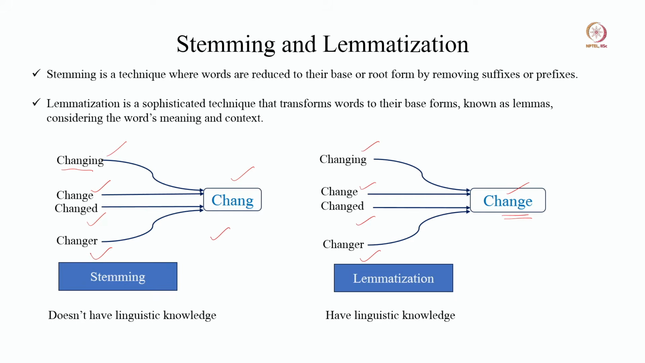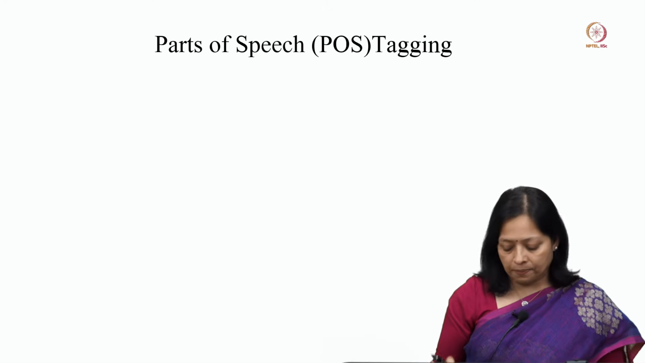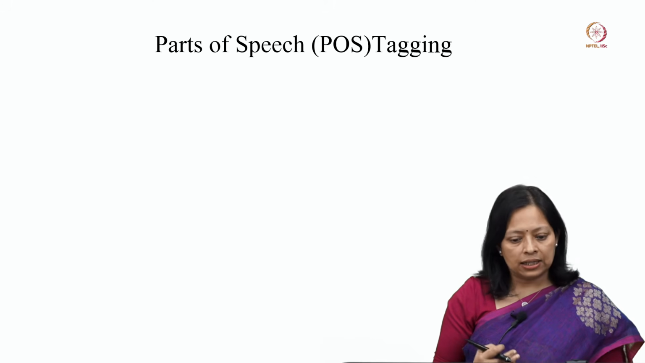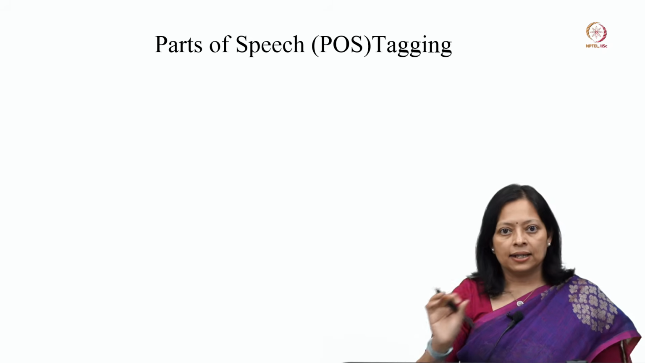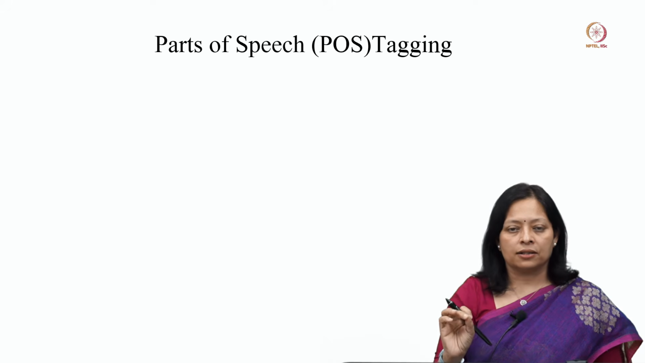Why do we require it? There can be various forms of a word like changing, change, changed, changer. But once we understand the root word for all these forms, we will be able to understand the meaning that is conveyed by this text. That is the reason stemming and lemmatization become a very important part of your text preprocessing. Then we will go into something called parts of speech tagging. What is parts of speech tagging? From the name itself, we can tell that there will be a text and then each word of the text or the sentence will be tagged with some parts of speech.